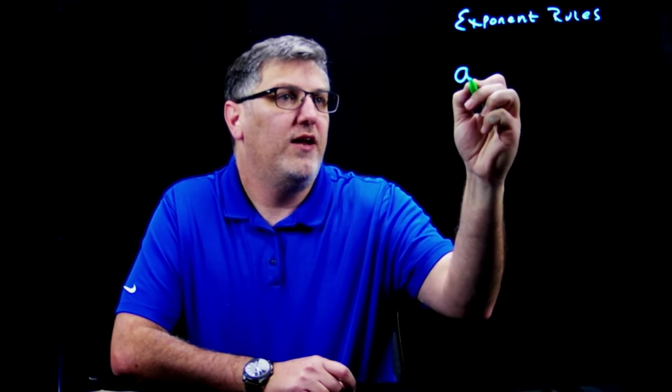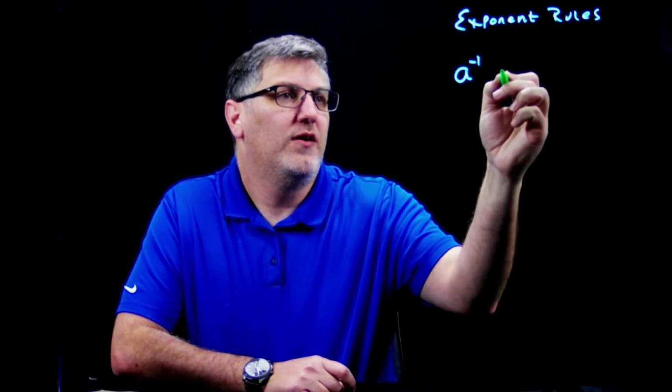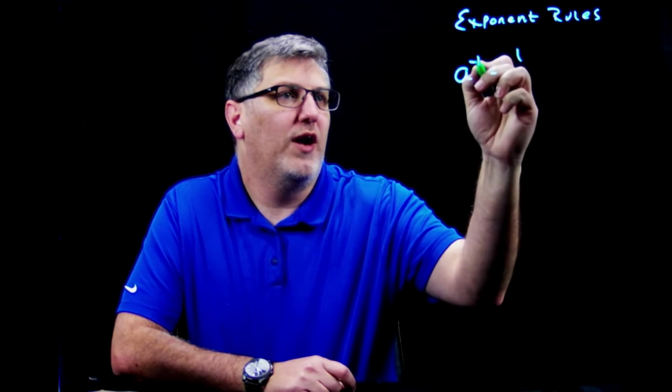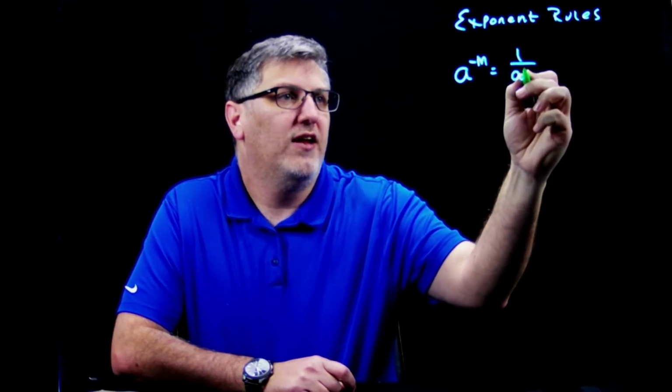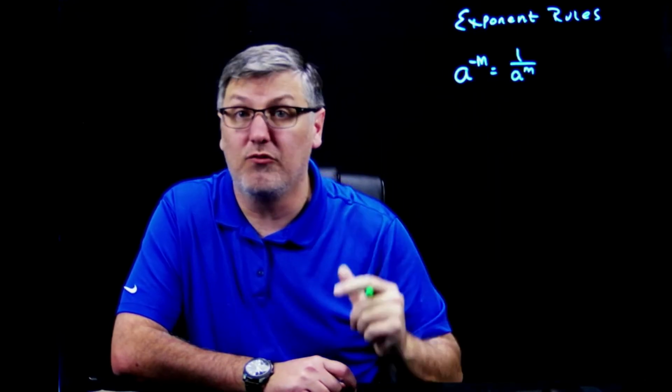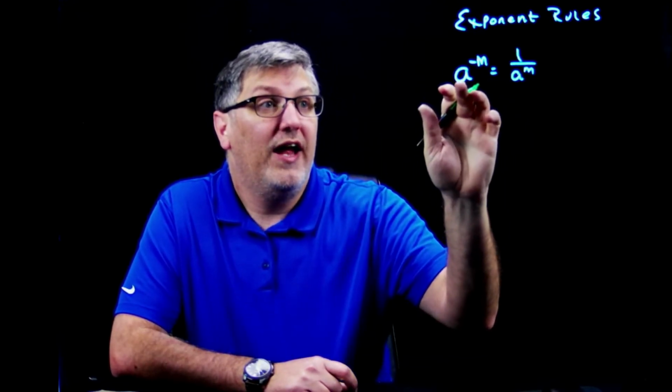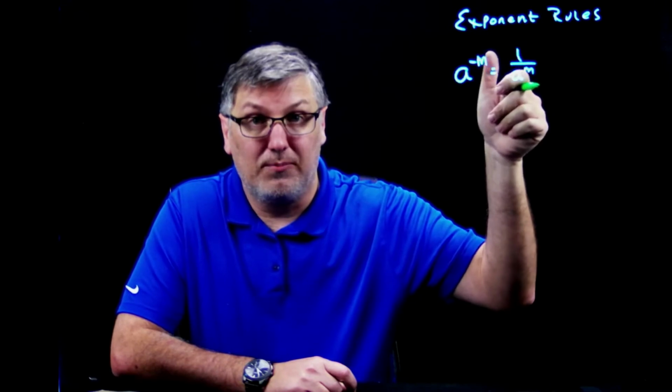All right. Another exponent rule. Let's say we have a to the negative m. It's going to be the same thing as 1 over a to the m power. This negative means we're taking the reciprocal, because this is really a to the m over 1. We're going to take the reciprocal of this.